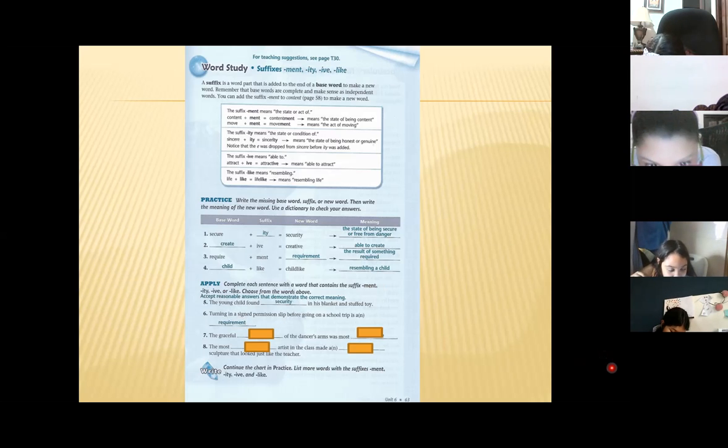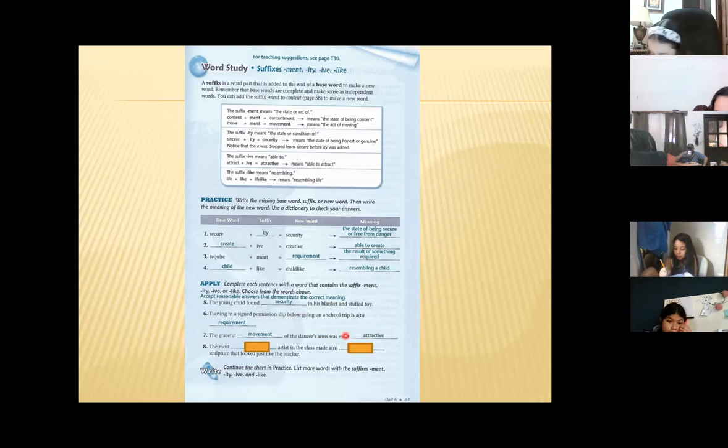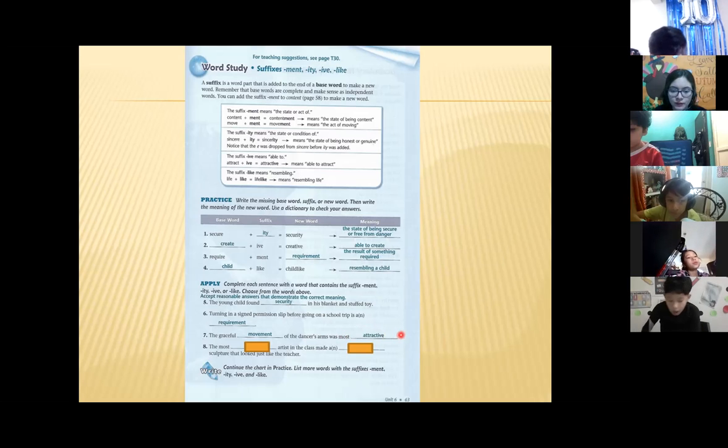Number seven, we have two words in number seven. The graceful movement of the dancer's arm was must. Which word can we use? The graceful. Movement. The movement of the dancer, the person that is dancing, arm was must. Creative. Attractive. Yes, we can write creative. That's another word. We can write creative or attractive. Excellent, Fernando. You can write creative or attractive.